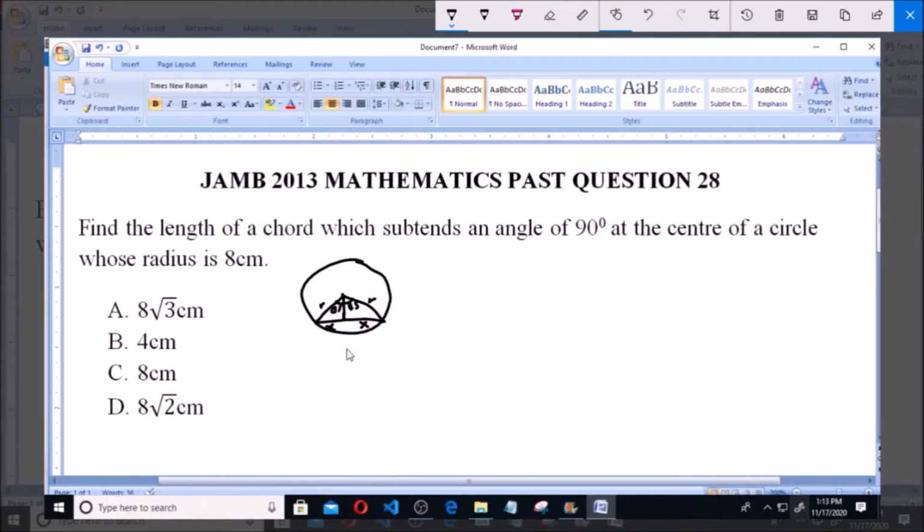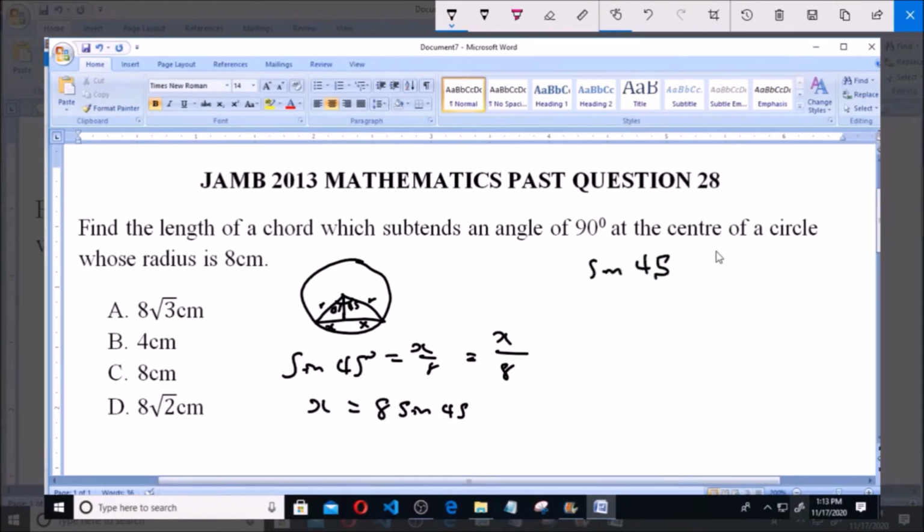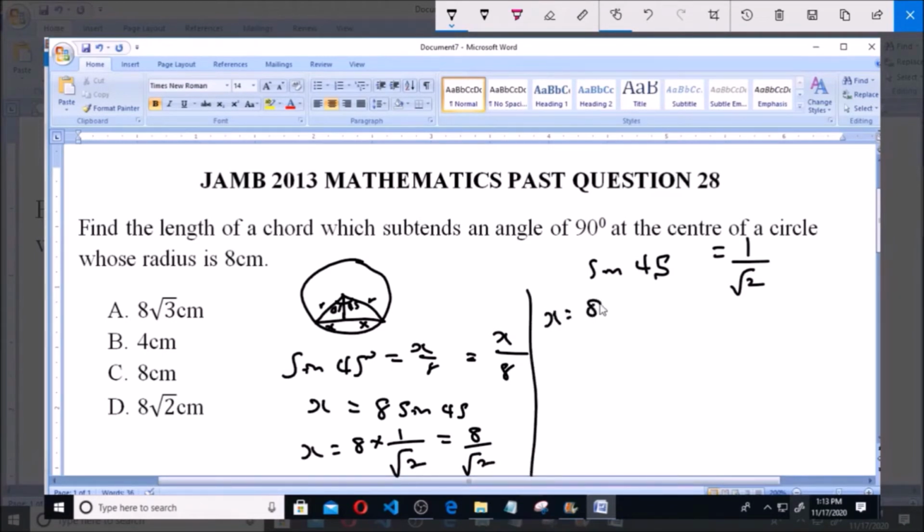Now from this we can find one of these x. Since we have this angle here to be 45 degrees, sine 45 degrees is equal to x, the opposite, over the hypotenuse, which is r. So sine 45 is x over r, which is x all over 8. So x will be equal to 8 multiplied by sine 45, and sine 45 degrees, like we know from trigonometric ratios, is equal to 1 over root 2. So x is equal to 8 multiplied by 1 over root 2, and that is equal to 8 over root 2.